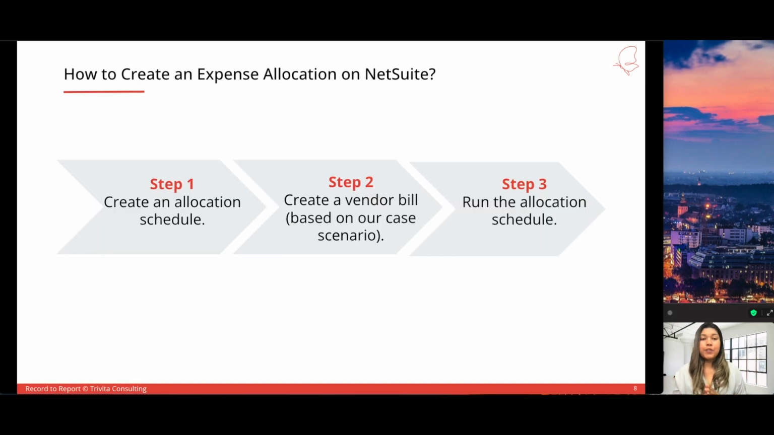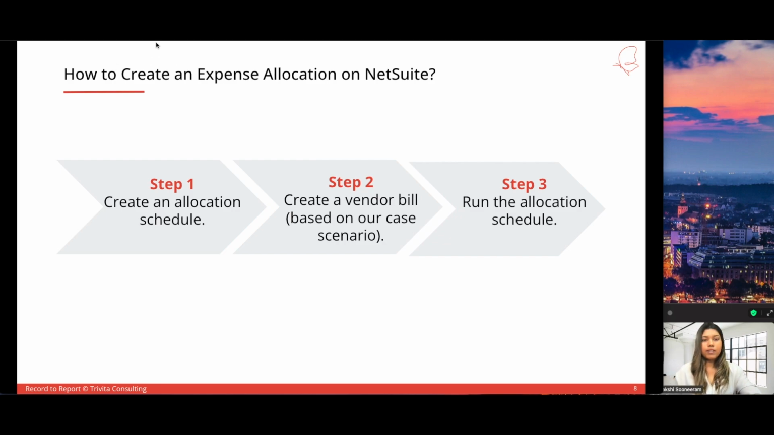Now let's get into the practical part, which is creating the fixed rate allocation in NetSuite. We have 3 main steps. The first one is we are going to create the allocation schedule. The second one is we need to make sure we have some transactions in the system. So what we're going to do is replicate the vendor bill that we have seen in our case scenario earlier. And the third step is to run the allocation. Let's go on to NetSuite.